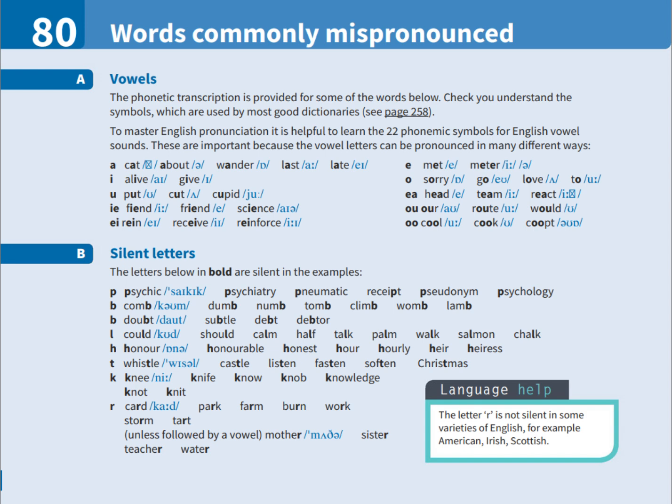Language help, pronouncing the letter R. The letter R is not silent in several varieties of English, including American, Irish, and Scottish English. This means that the pronunciation of words such as card, park, and work may differ depending on the speaker's accent.